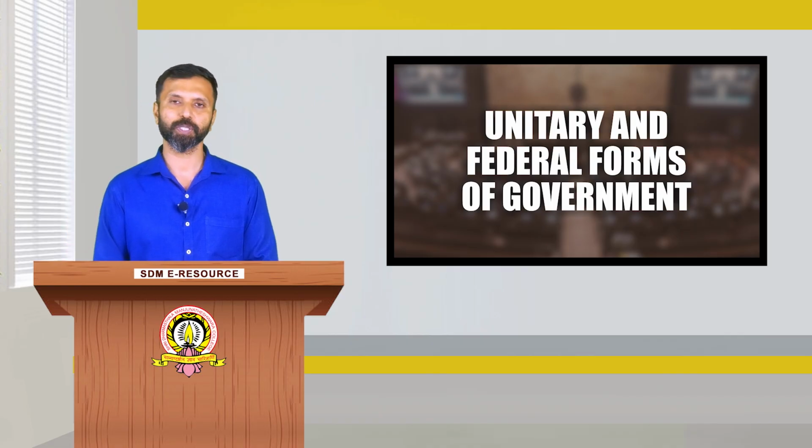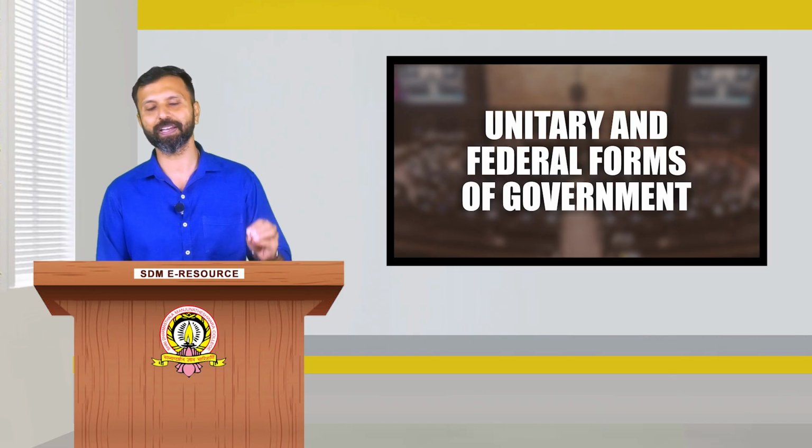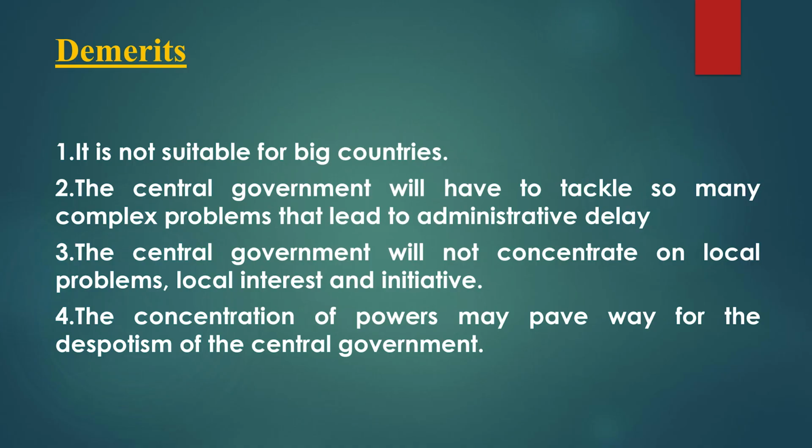And there is another side to the unitary form of government, that is the demerits. It is not suitable for big countries, because big countries expect something which the unitary form of government does not offer. The central government will have to tackle so many complex problems that lead to administrative delay. Another demerit is that the central government will not concentrate on local problems, local interest and initiative, because it focuses only on national problems. If we ask or request for local problems, they are not concerned about local interest. And the last one is that the concentration of powers may pave the way for despotism of the central government.